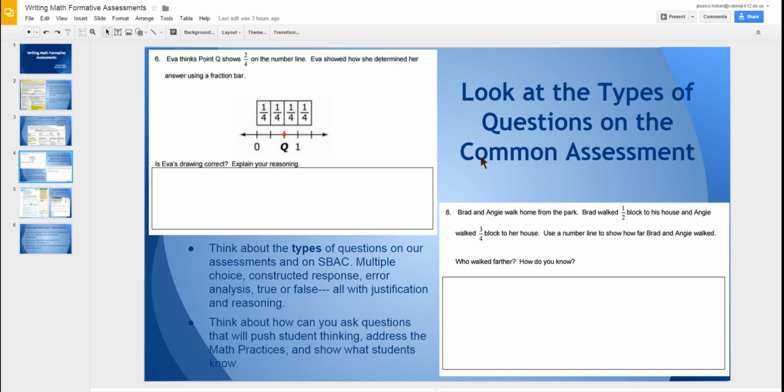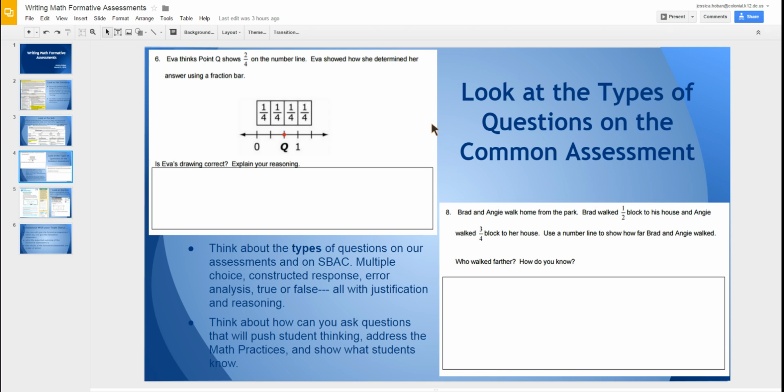So I think it's a good idea to create a formative assessment that resembles the types of questions that are on the test, because those questions that are on the test also resemble the things that you will see on Smarter Balanced. So we have multiple choice questions, constructed response, error analysis is a big one, true and false. And everything that you see on our common assessments and on Smarter Balanced will always ask for justification or show your reasoning or show your work.